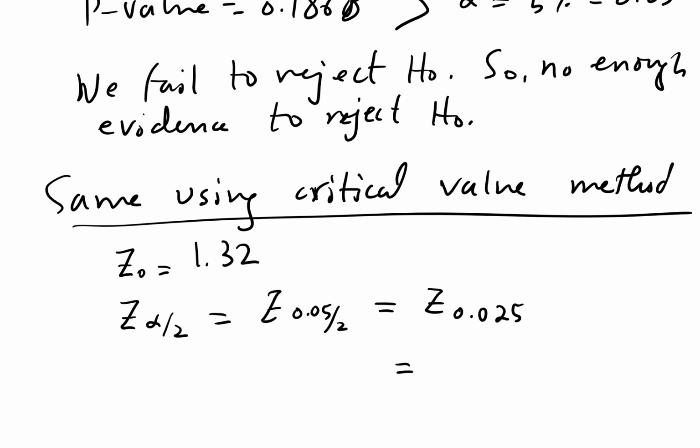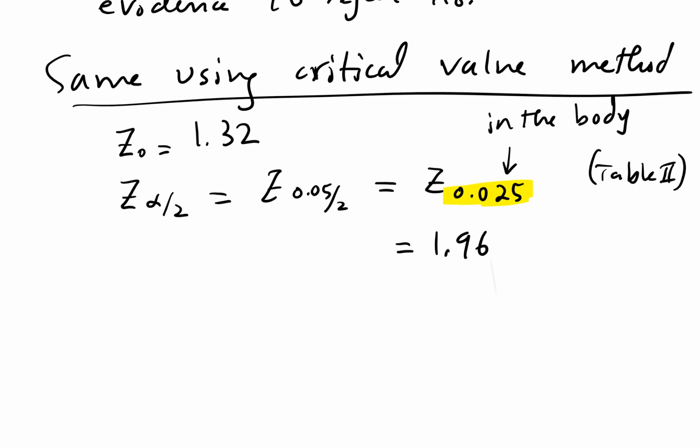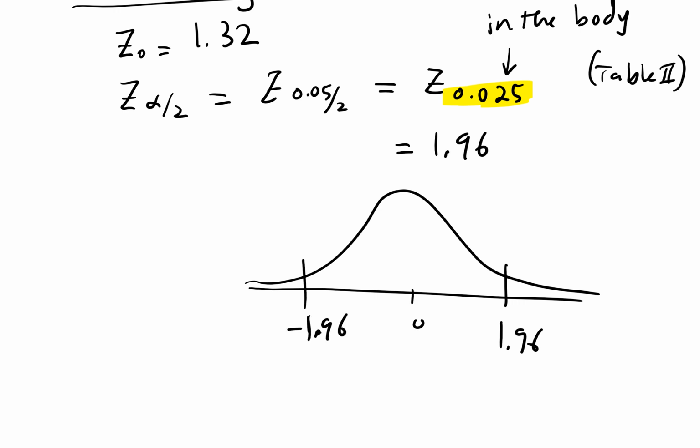We go to table 2 and look in the body of the table for this value. That's the area, which is in the body of the table. Then I found it's 1.96. Don't worry if it's negative or positive, because it's a two-tailed test. The positive would be here, 0, and the negative would be here. So it doesn't matter. This shaded region is called the rejection region or the critical region.